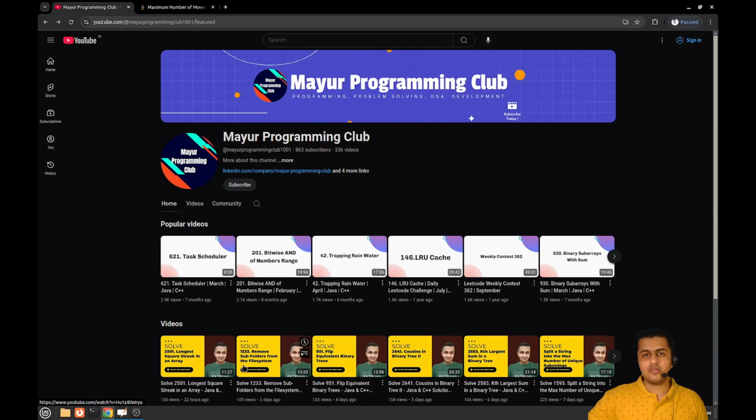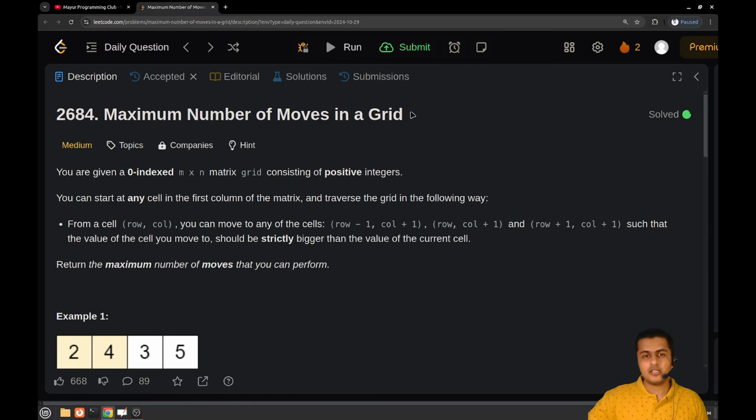Today we will be solving another daily LeetCode problem, and the problem's name is maximum number of moves in a grid. The problem statement goes like this: you will be given a zero indexed m cross n matrix represented by a grid, consisting of positive integers. You can start at any cell in the first column of the given matrix or the grid, and traverse the grid in the following way.